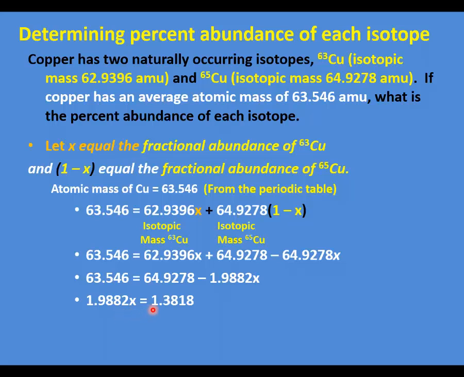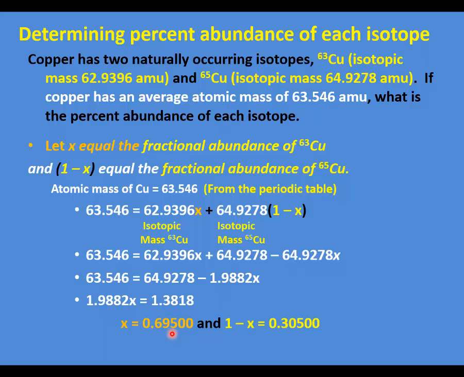1.9882x is equal to 1.3818. If I divide both sides by 1.9882, I can isolate X, and so we find our variable X here, which is the fractional abundance of copper 63, as you remember, in orange. So my fractional abundance of copper 63 is 0.695. If we multiply that by 100, we get our mass percent of copper 63. So we'd end up with 69.5% of my sample must be the copper 63 isotope.